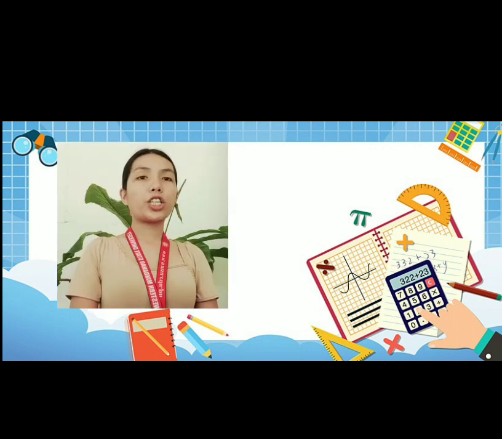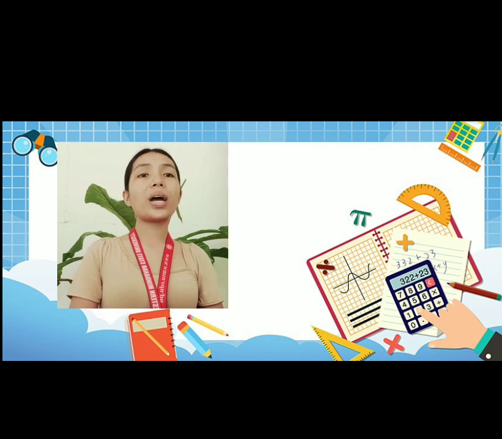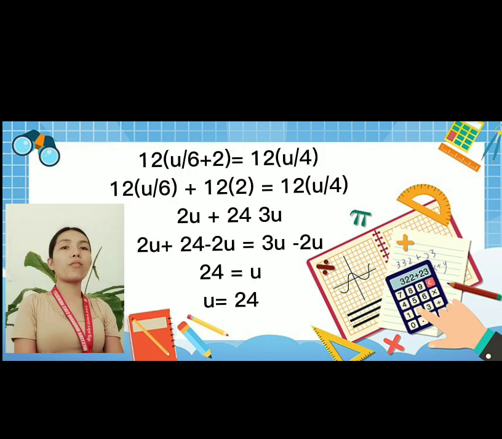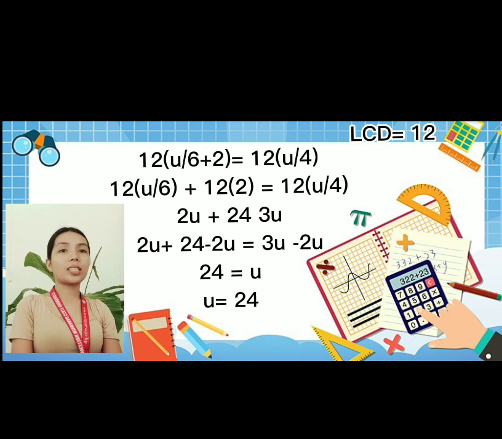If a linear equation contains fractions, then we can simplify it by converting to an equivalent equation that does not involve fractions. To do this, we are going to multiply both sides of the equation by the LCD of all the fractions. For example, if we are going to solve u over 6 plus 2 is equal to u over 4, we are going to first get the LCD of 6 and 4.